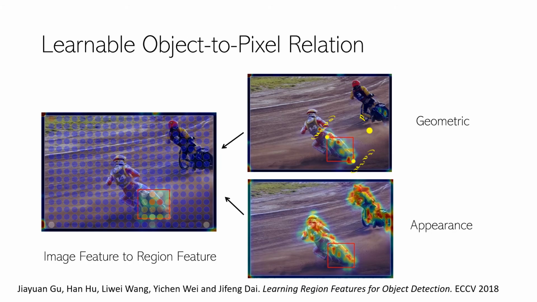The first work is from our team, published on ECCV 2018. It uses a self-attention module to adaptively extract region features from image features of all positions. Compared with RoI-align, it can adaptively extract information, and it can also encode context information. It demonstrates better performance than RoI-align.